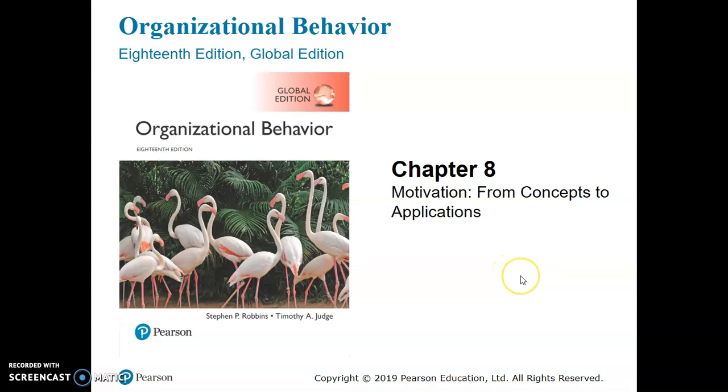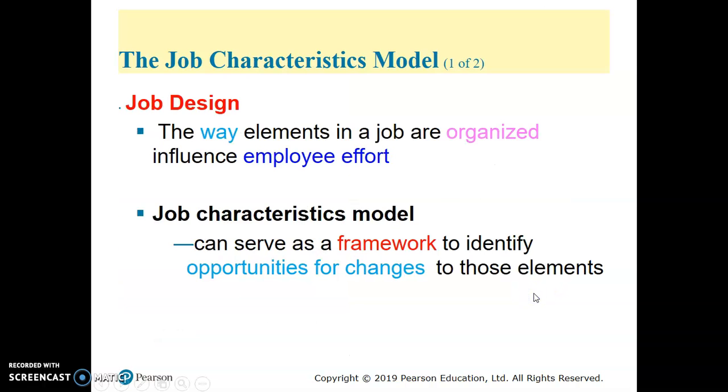Hi everyone, today's lesson is chapter 8, motivations from concept to application. So we will start with job design. When we talk about design, it is how we design the job. Sometimes the way we design the job can actually motivate us to work harder or to put in more effort.